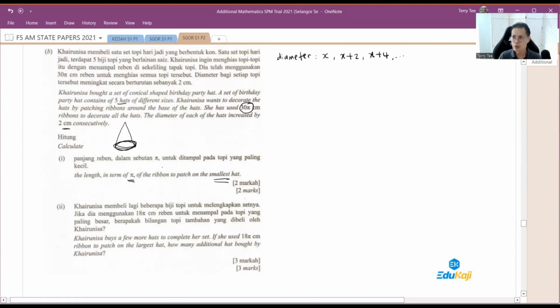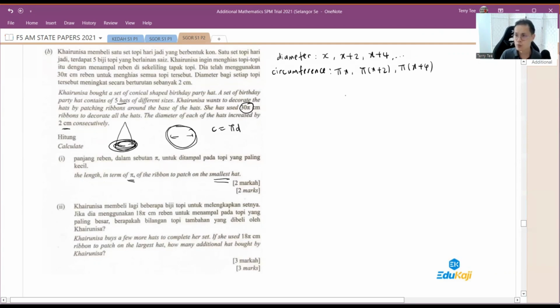But first of all, we need to create a progression representing the circumference, because diameter is the length from here to here inside. I want the circumference. So circumference, as we know, is pi d. So let's just add a pi. The first one will be pi x. Second one will be pi times x plus 2. Next one will be pi times x plus 4.